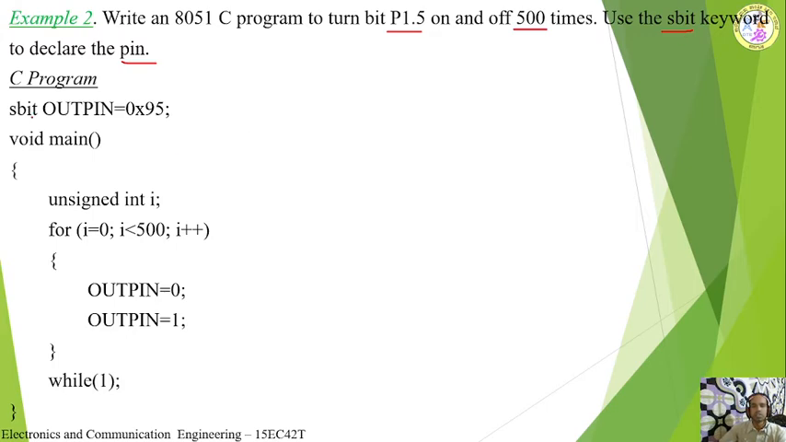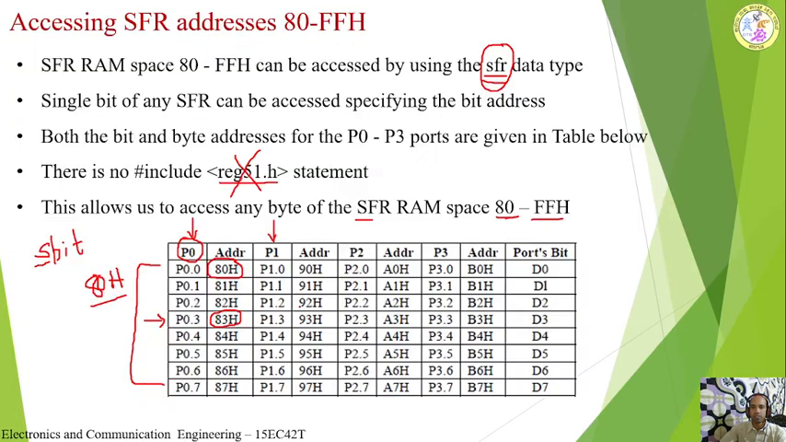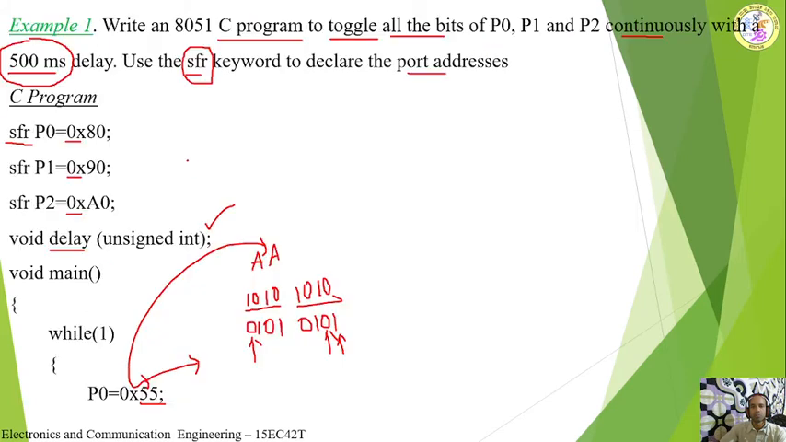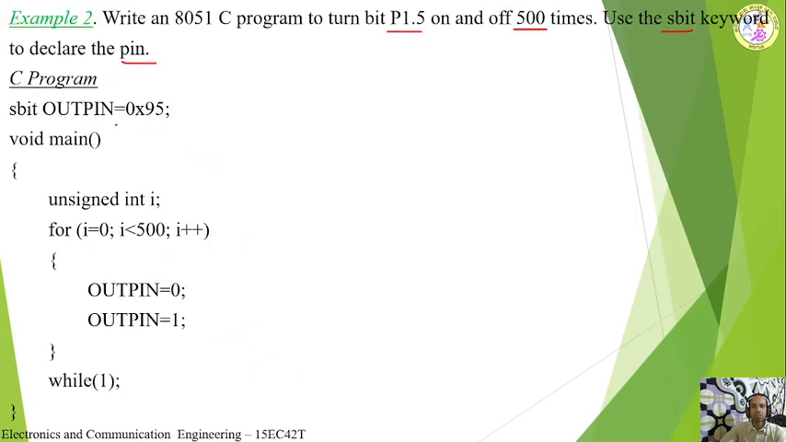Now see here. Now we understand the difference. SBIT out pin which is equal to 0x95. What is 95 now? So 95 we know 90. 95 is P1.5. 95 is the address of P1.5, fifth pin of port 1. So SBIT out pin is equal to 0x95.